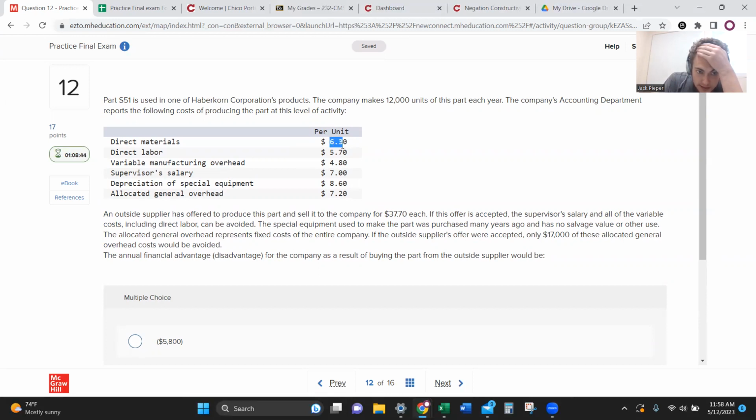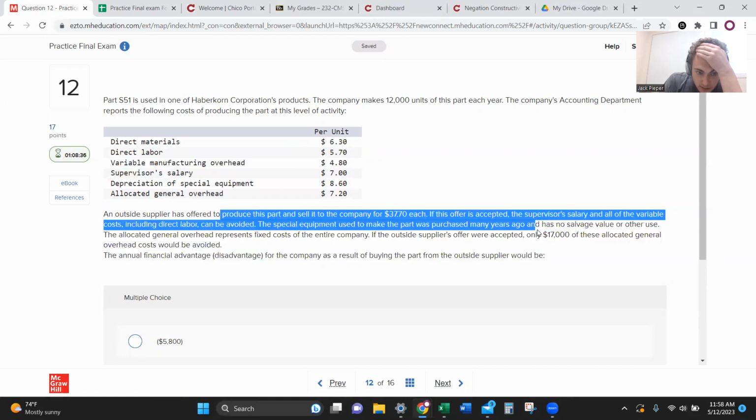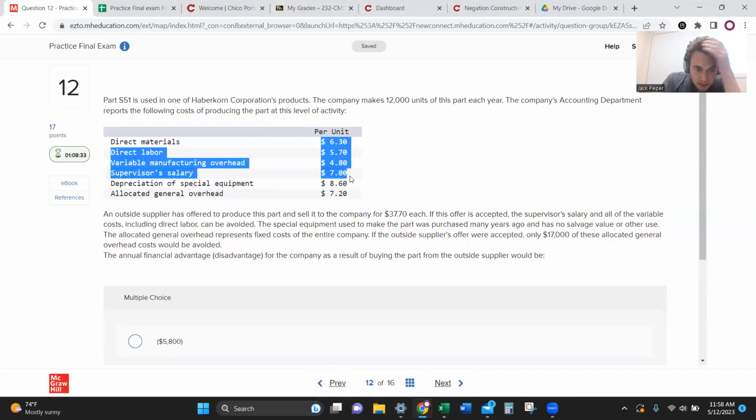Let's see how much cost we will avoid. It has no salvage value, okay? And all of these would be avoided, right? So we can add them all up since they're per unit. We'll do 6.3 plus 5.7 plus 4.8 plus 7, times 12,000. And then we can subtract out the avoided costs of 17,000.